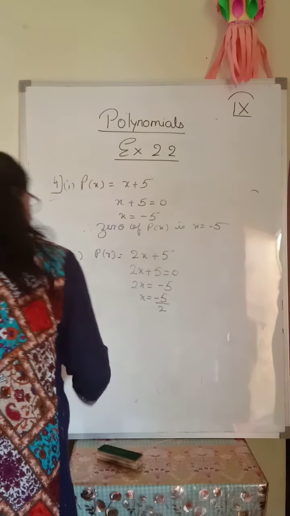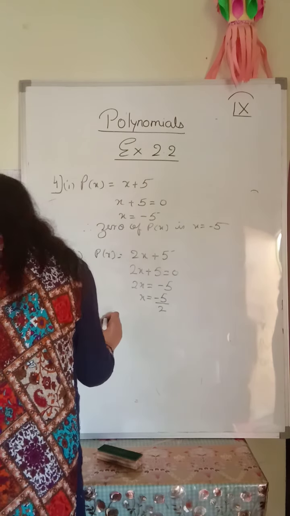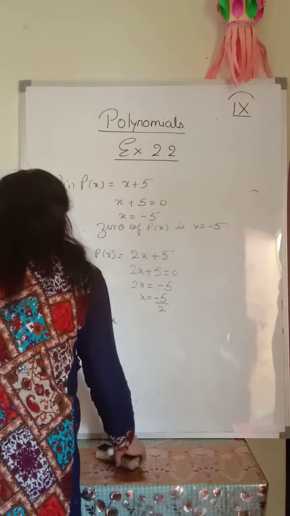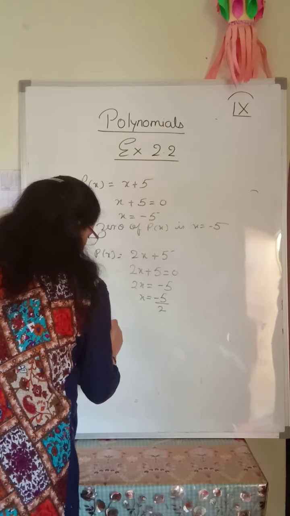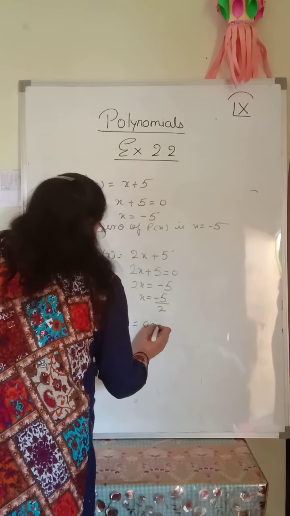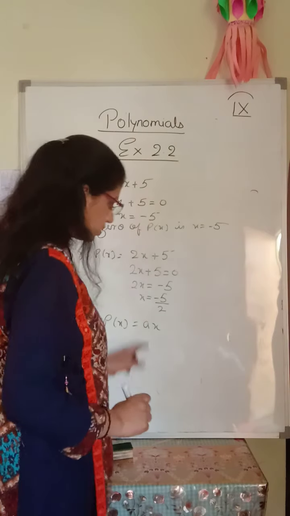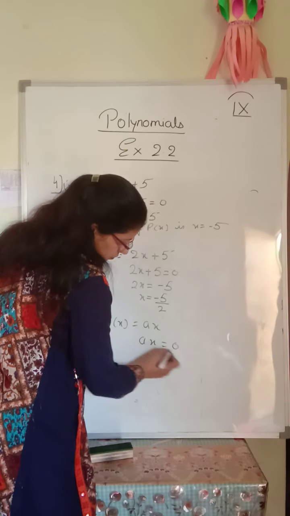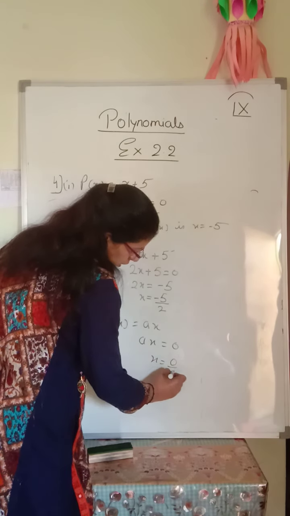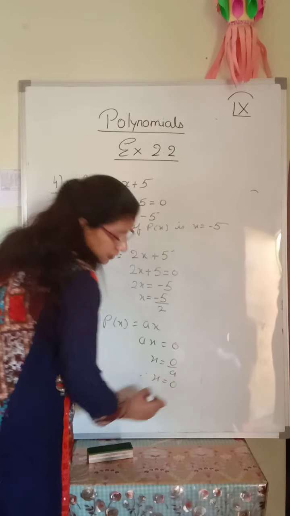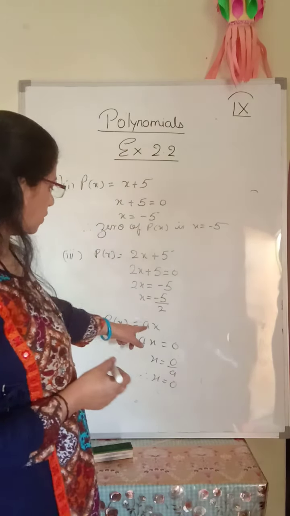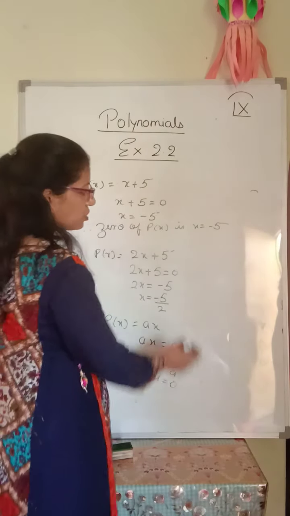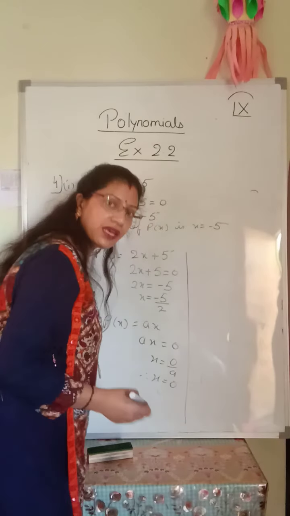Let us take your sixth part. The sixth part is p(x) is equal to ax. Polynomial of x is given as ax, and a is not equal to 0. A cannot be 0. What is the value of a? Ax should be 0. So bring a to the division. x is equal to 0 upon a. So therefore x is equal to 0. So what value of x should we put? 0 only. So this polynomial will become 0. So the 0 of this polynomial is 0. Okay. 0 is also called the zero polynomial. Okay.